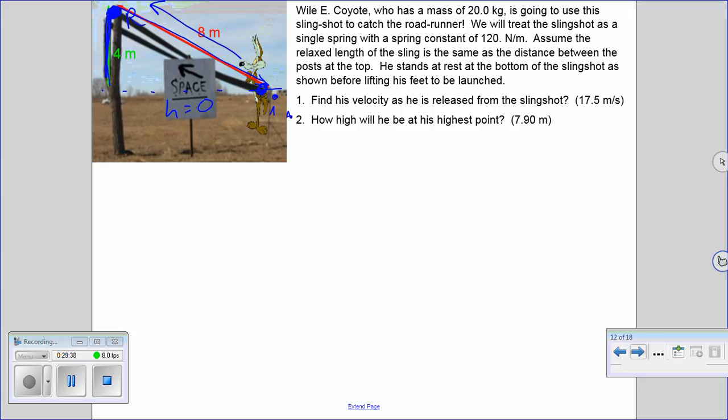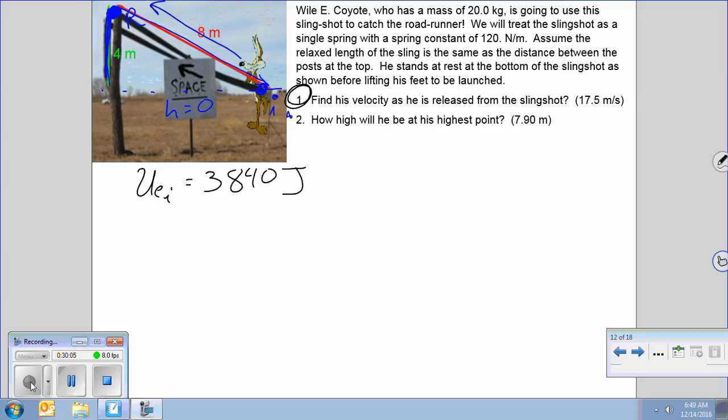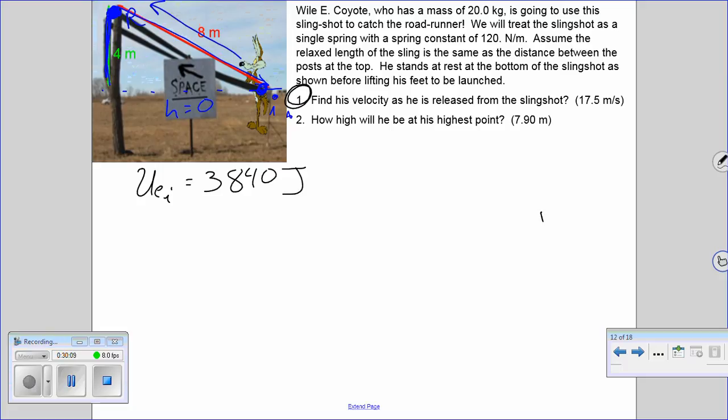All right, so to do part B, we want to know how high he is at his highest point. So a couple things. First of all, when I did this first one, number 1, the equation that we had here was this: elastic potential energy initially equals some other stuff. So it turns out if you figure out what that number is, it's 3,840 joules.